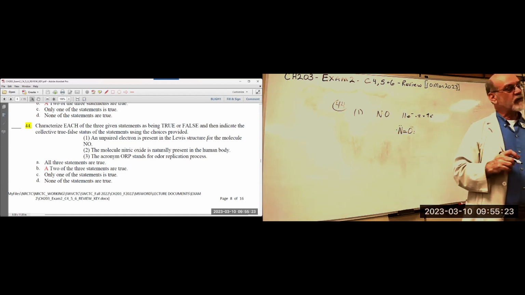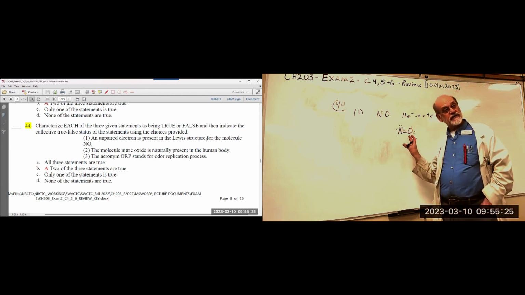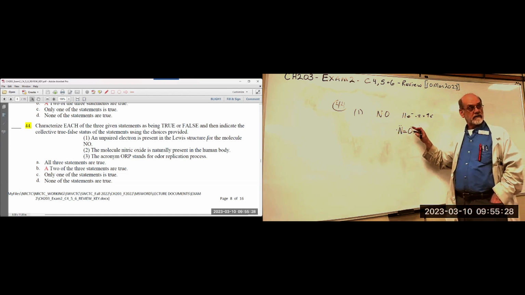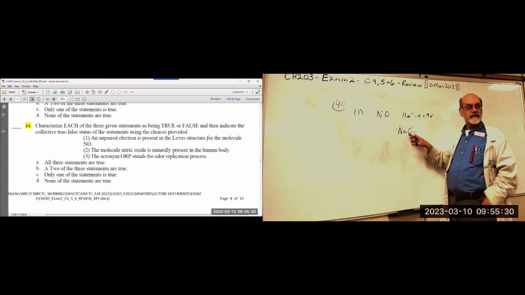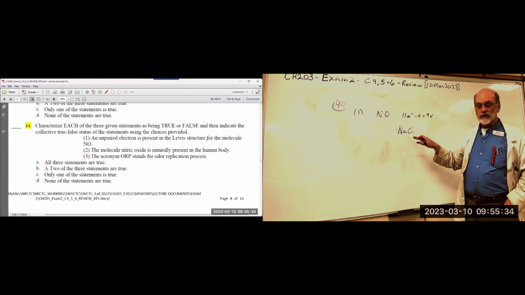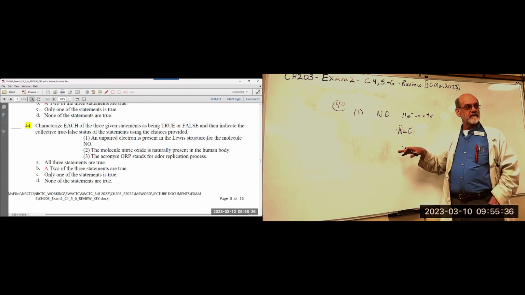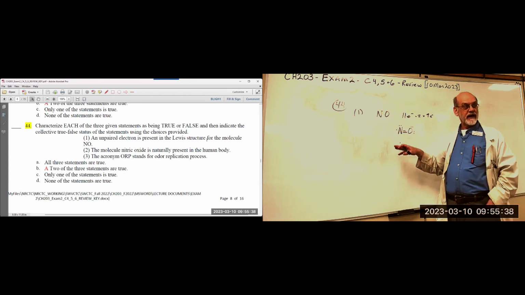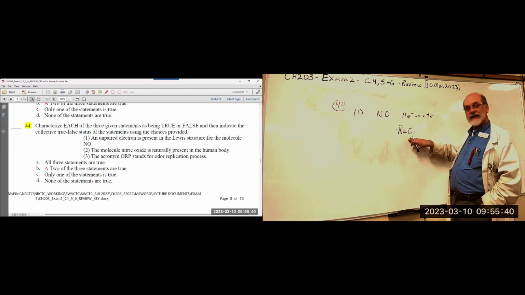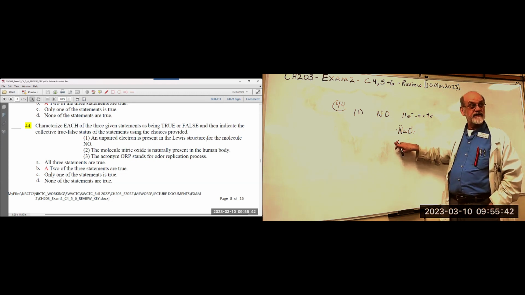Now, how do we know it's nitrogen and not oxygen that's deficient? We could have gone the other way, couldn't we? And made oxygen the deficient one. The general rule is the more electronegative one wins. It gets most of the electrons. So oxygen's going to have its octet and nitrogen's going to be deficient.